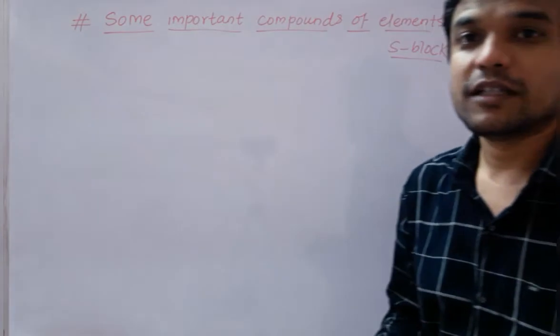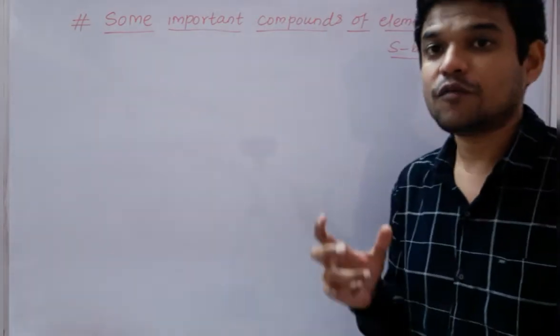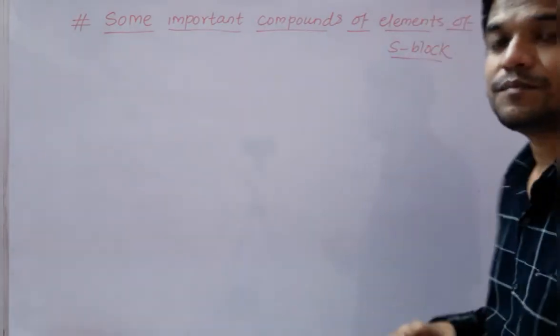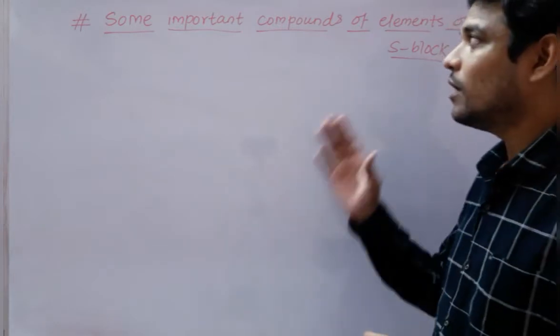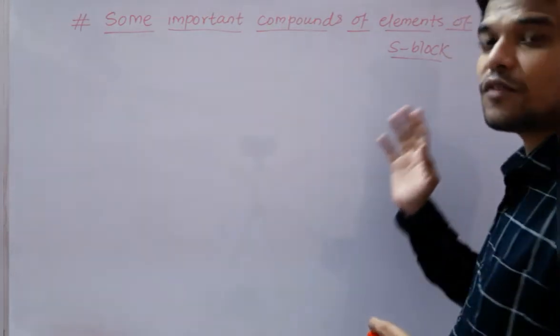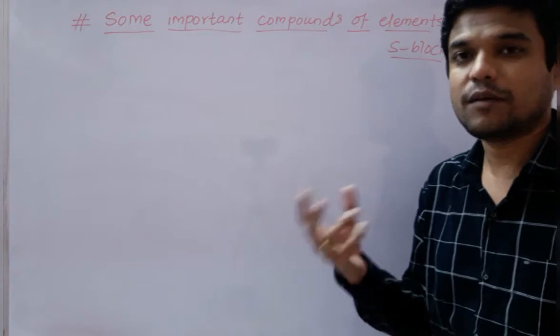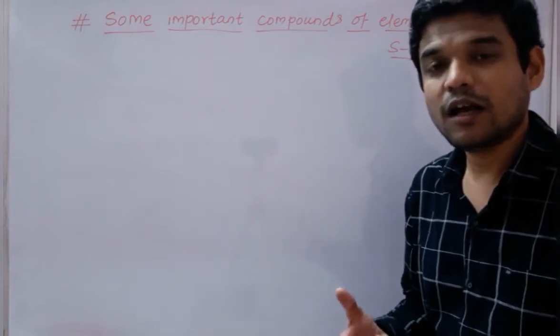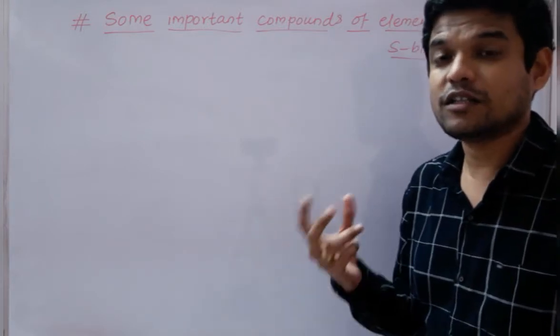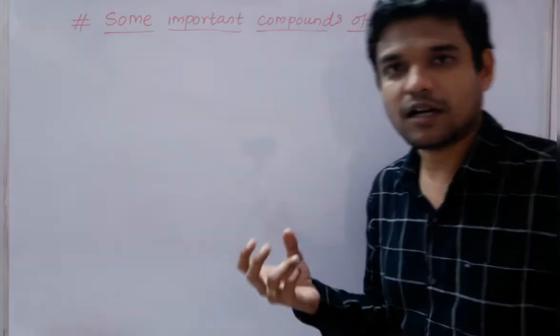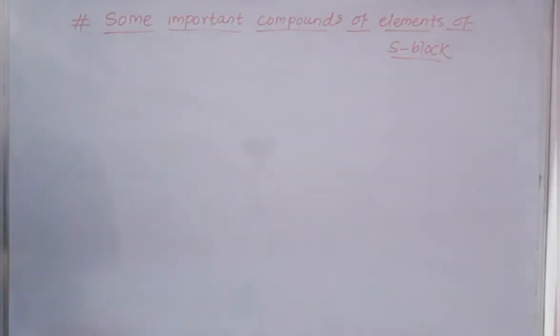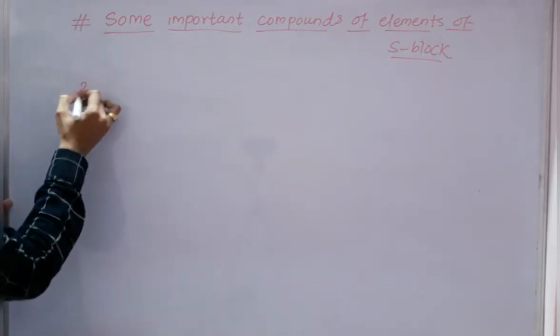चलिए गाइज, अब हम देखते हैं सेकंड कंपाउंड ऑफ एलिमेंट ऑफ एस ब्लॉक. We are discussing important compounds of elements of s block. तो अब पहले हमने एक डिस्कस किया है सोडियम कार्बोनेट. अब हम देखते हैं सेकंड कंपाउंड जो है लिथियम का, लिथियम एल्यूमिनियम हाइड्राइड. ओके, सो इट्स सेकंड वी आर डिस्कसिंग लिथियम एल्यूमिनियम हाइड्राइड.